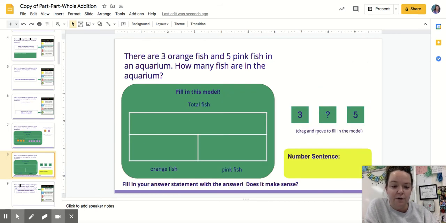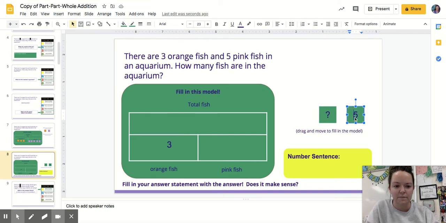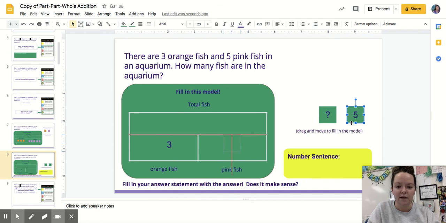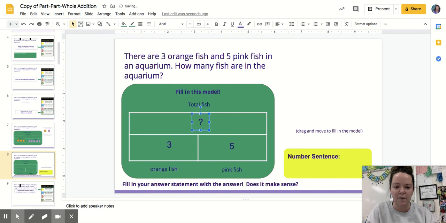Now this slide, I'm going to use the numbers. So again, I know I have 3 orange fish, which is what I have up here. I have 5 pink fish. Come on, 5. There we go. All right. And then I'm going to put this question mark up here. Sorry, y'all. Technical difficulties. Because I don't know just yet how many total fish I have.